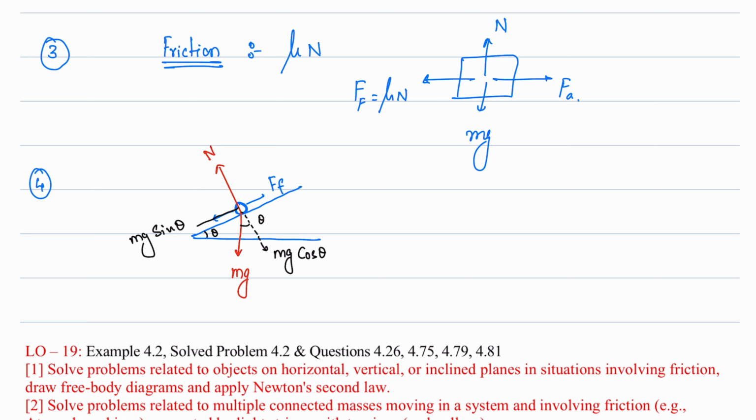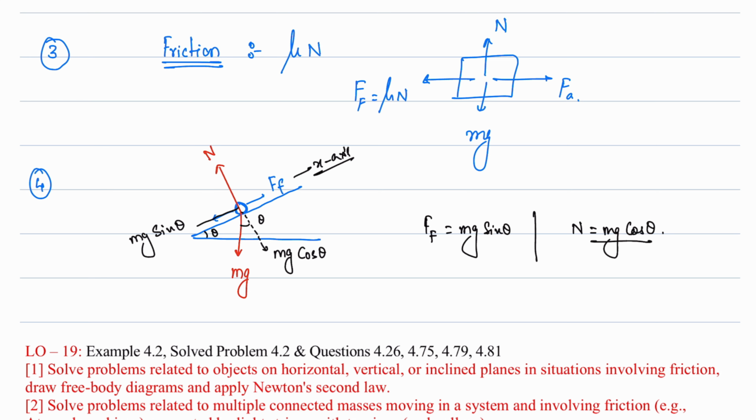Then how will you balance things? You can balance the x-axis and y-axis. So on the x-axis, how will you balance? Force of friction equals mg sine of theta. And the second thing you can say: N equals mg cosine theta. Clear? Like this you can balance, and you need to check which is the greater value. That I will cover in the question.